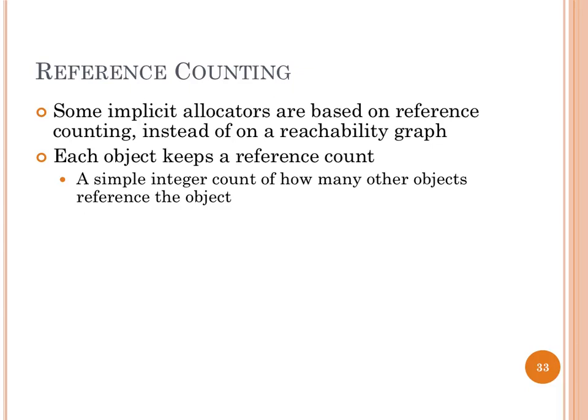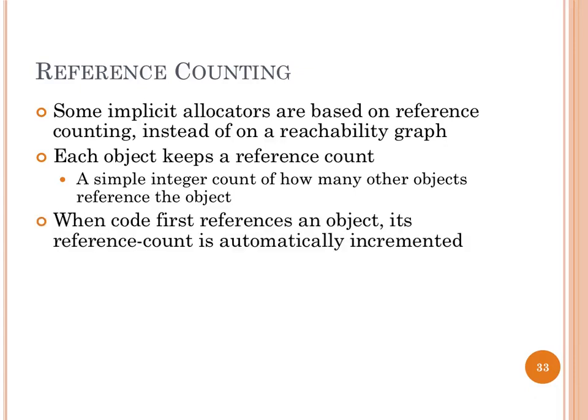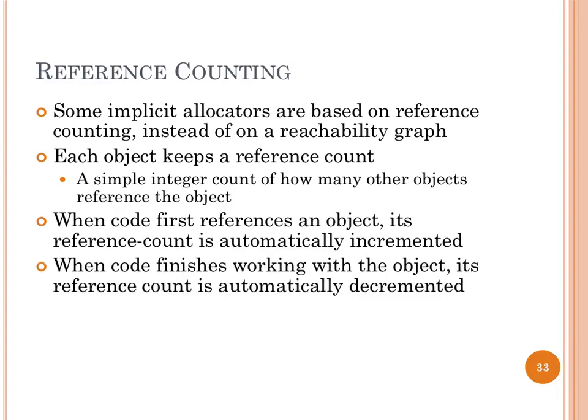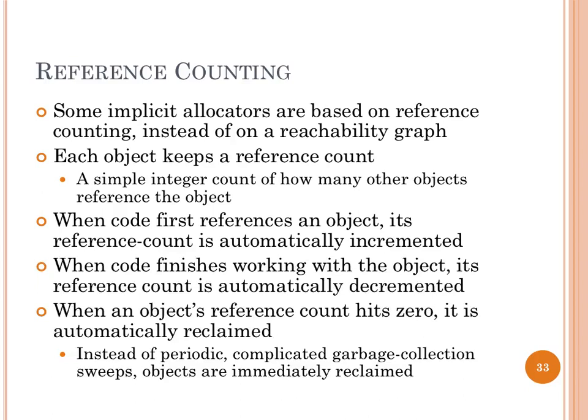Okay? So every object keeps a reference count, and a reference count is just how many other objects are referencing me. So I've got pointers coming in, and that is going to just be a count of how many objects are pointing to me. Okay? So you create an object or you receive an argument, that increments the reference count. When you're done working with the object, the reference count is decremented. Okay. Now, languages that use reference counting for memory management will do this automatically. You don't have to think about it.